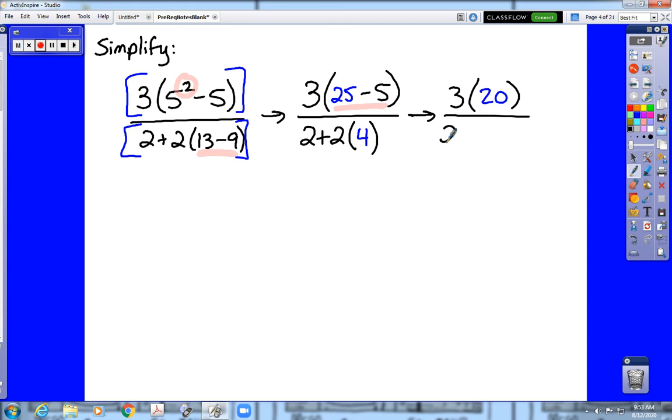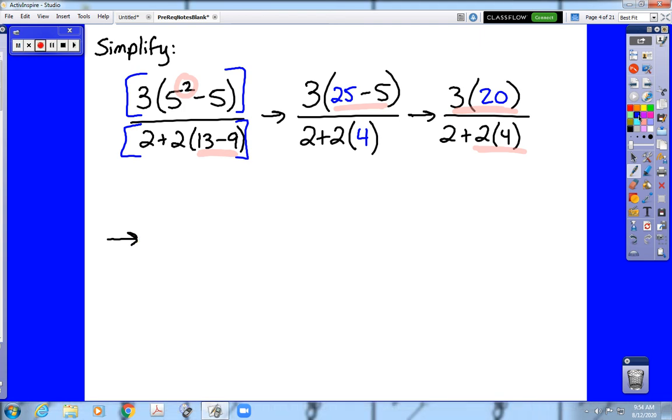On the bottom we have 2 plus 2 times 4. So then we would carry out multiplication and division on both the top and the bottom from left to right. So we do multiplication, 3 times 20 and 2 times 4. That would give us, and I'm going to move down here because that's where I'm at, 60 on top, which is now fully simplified. And on the bottom, we have 2 plus 2 times 4 is 8.